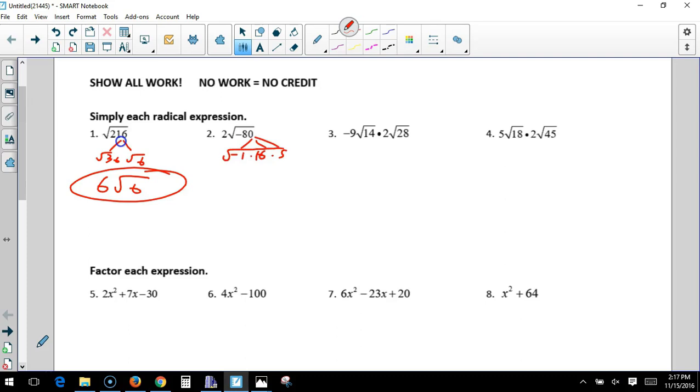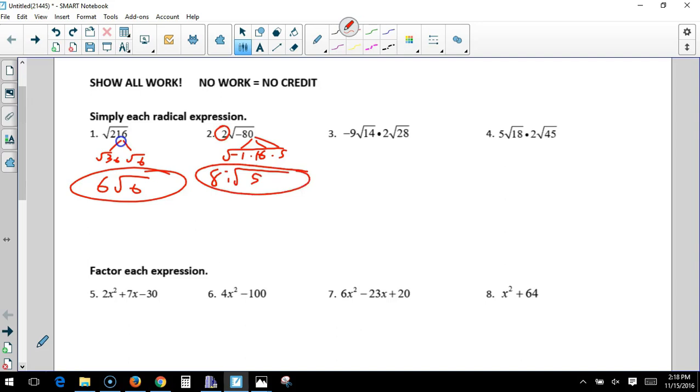So the negative 1 is going to come out as i. The 16 is going to come out as a 4, but don't forget this 2. The 5 stays. But it's not 4i radical 5. It's 4 times 2. 8i radical 5.